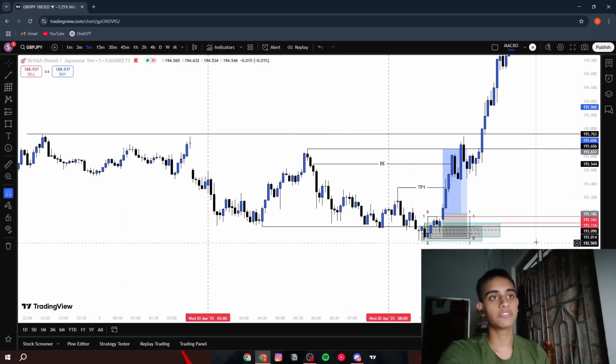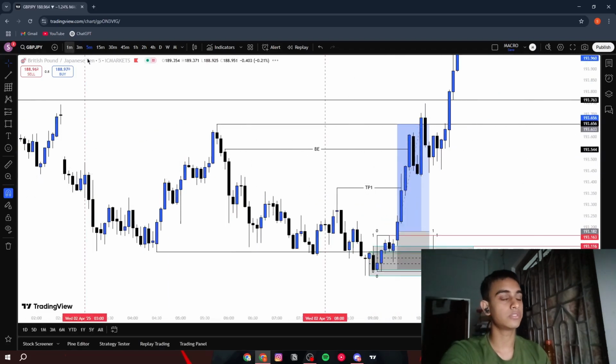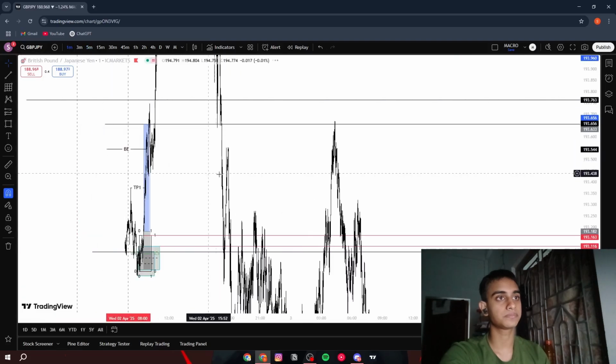But after the first losing trade, I was kind of doubtful of myself. So after it retraces back into this 1 minute fair value gap right here.